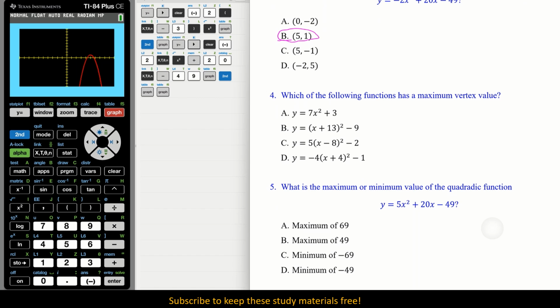Okay, now we have number 4. Which of the following functions has a maximum vertex value? Okay, how do we know a maximum or a minimum? Well, a maximum has to open down like this prior one here, so it has to be a -a value. Well, A, that's positive. That's 1. It's positive. 5 is positive. It has to be D.